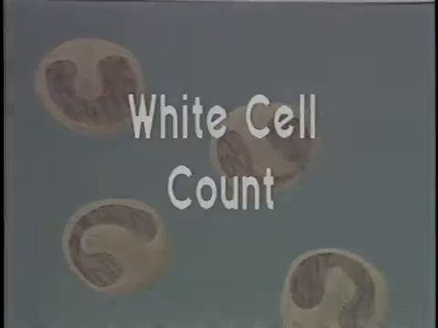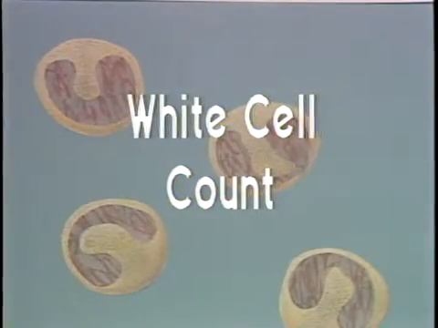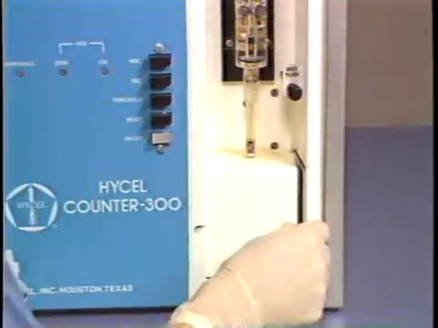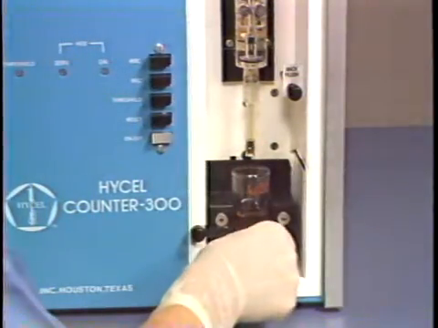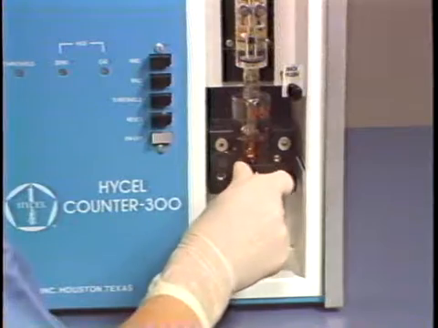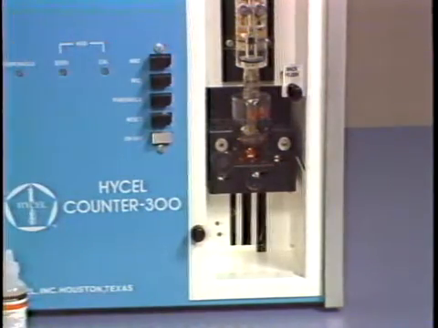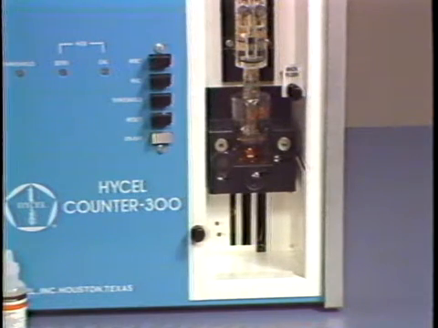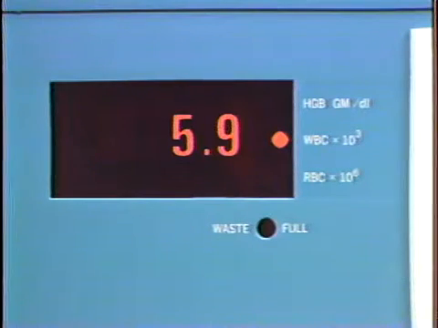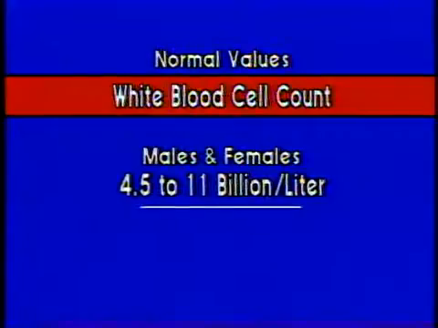After measuring the hemoglobin concentration, the door of the HiCell is opened, and the sample is lifted up into the counting chamber. The button for the white blood cell count is pressed, and the sample is drawn up into the sensor and counted in the same manner described for the red blood cells. Within a few seconds, the WBC count is displayed as billions of white blood cells per liter of blood. Normal values for adult males and females will fall between 4.5 and 11 billion white blood cells per liter.